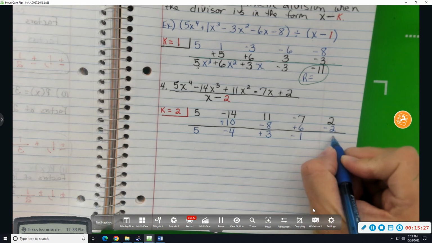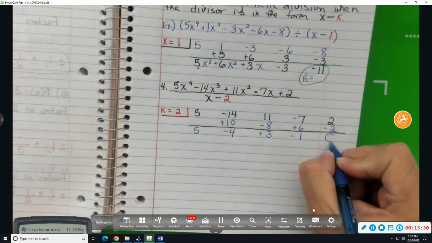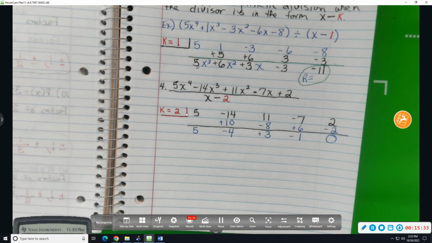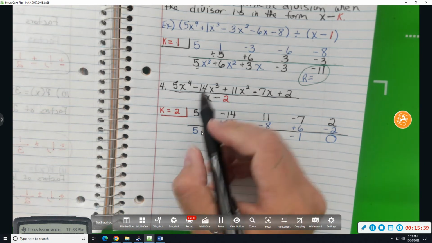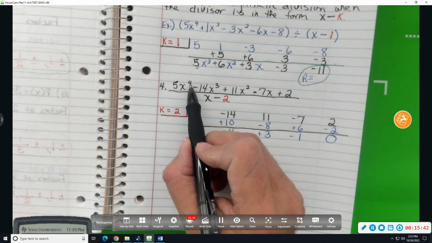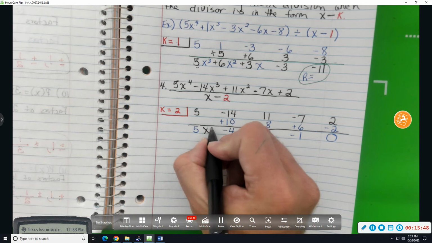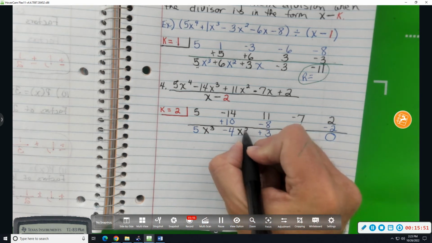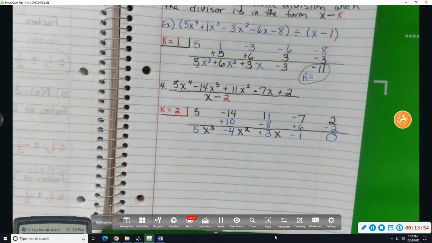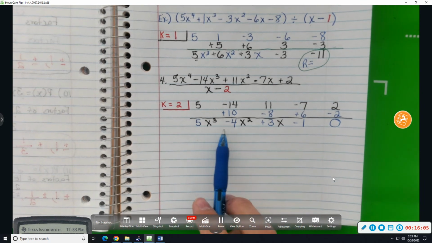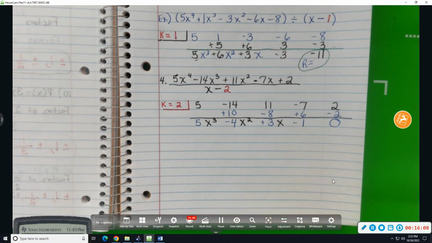What's our remainder going to be here? 0. Now to get the variables, what variable is going to be beside this 5 right here? Well, the variable is going to be x. What power is going to be on that x? 3. You subtract 1 again from the big exponent. So x cubed, x squared, x. What was our remainder? 0. And so we'll type in 5x to the third minus 4x squared plus 3x minus 1 as our answer here.